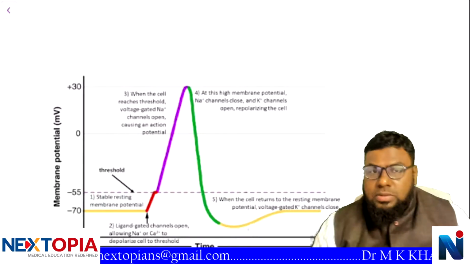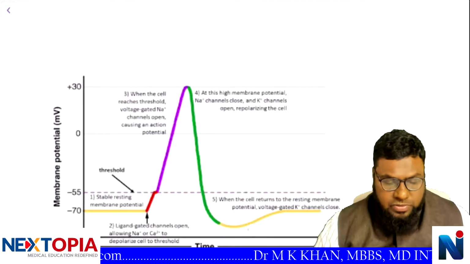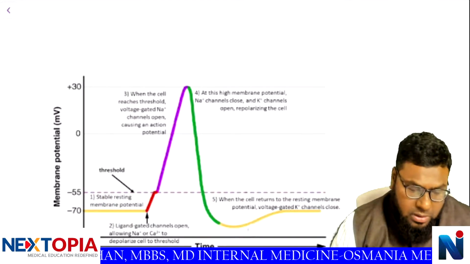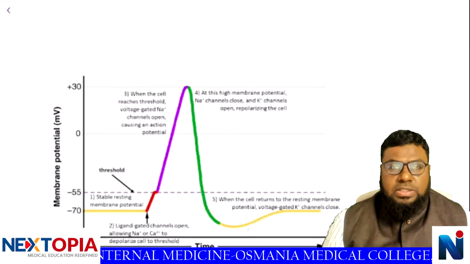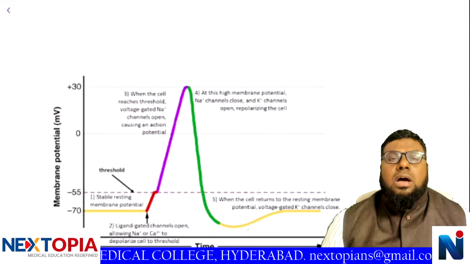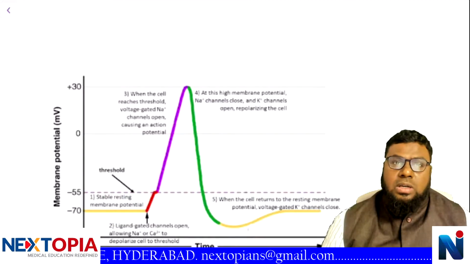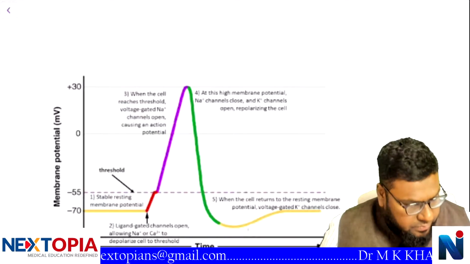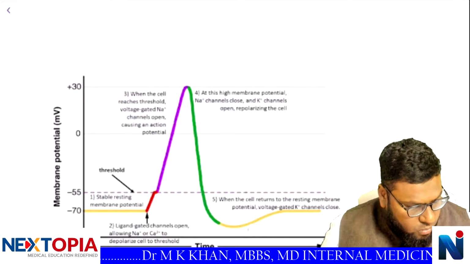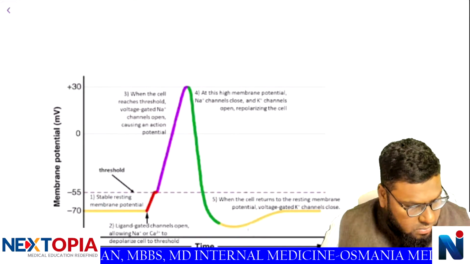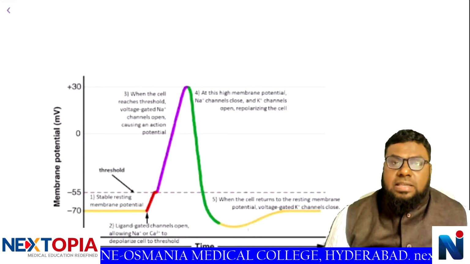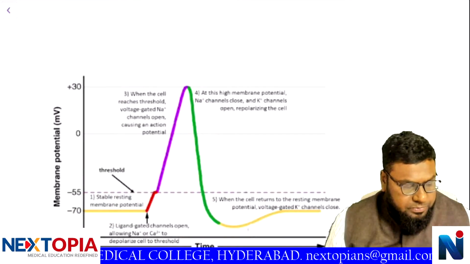Hello and welcome to the Basics of Physiology, part 7, chapter 2. In this we shall be discussing the action potential and the synaptic transmission. We will be discussing how the action potential occurs in the neuron and other cell types, and then we will also be discussing the synaptic transmission.